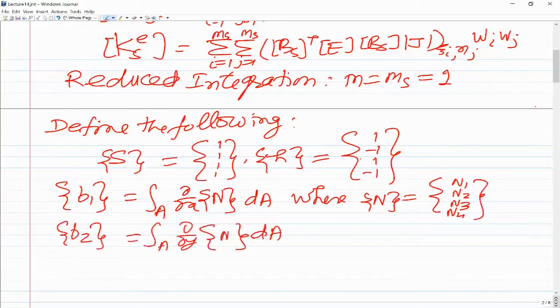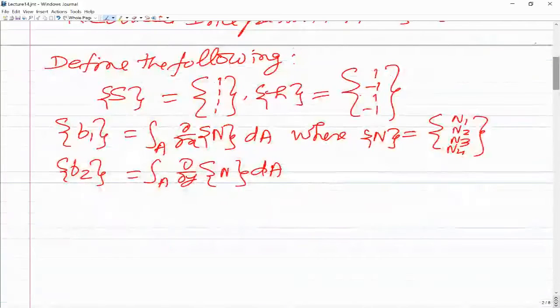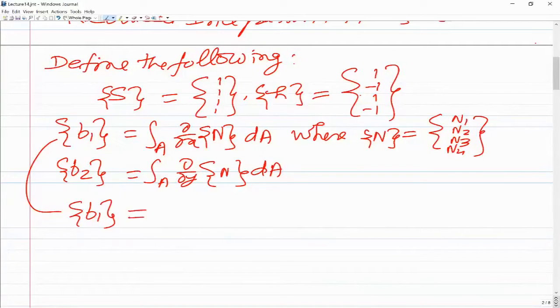And if you look at these vectors, they satisfy some properties. But before that, if you look at this vector b1, if you do the calculation, b1 transpose can be written in column format as half of this vector consisting of y2 minus y4, y3 minus y1, y4 minus y2, and y1 minus y3.